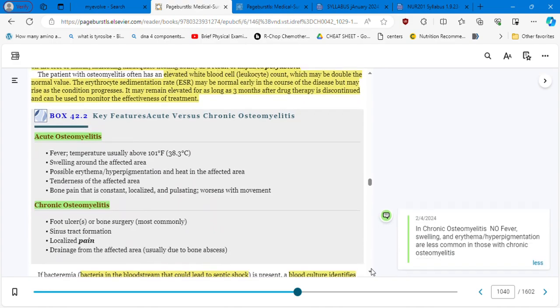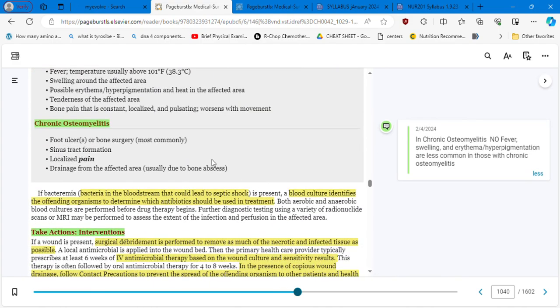And then we are having the chronic osteomyelitis, in which you are not going to see fever, no swelling, no erythema, hyperpigmentation, which are less common in this stage. But you're going to see foot ulcers or bone surgery. They are going to practice bone surgery most commonly. Sinus tract formation, and they have to do because it's chronic, right? They have to do it.